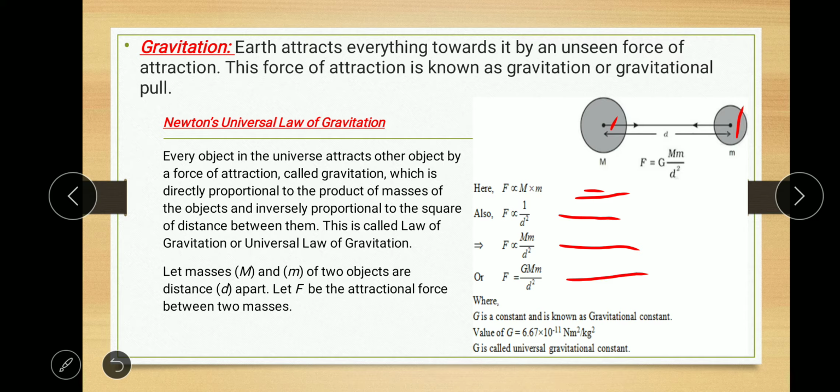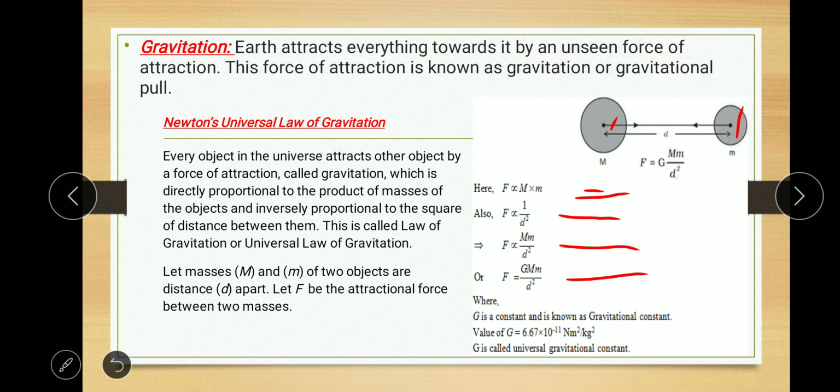F is equal to G capital M small m by d square, where G is a constant known as the gravitational constant. You should remember the value of G. It is a very long number, but you need to remember it, and in most numerical problems it is already given. The value of G is 6.67 into 10 to the power minus 11 Newton meter square per kg square.